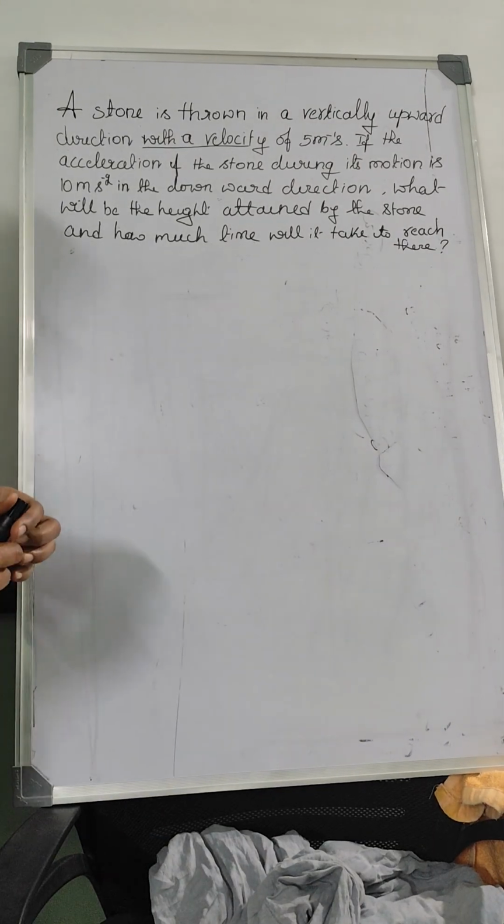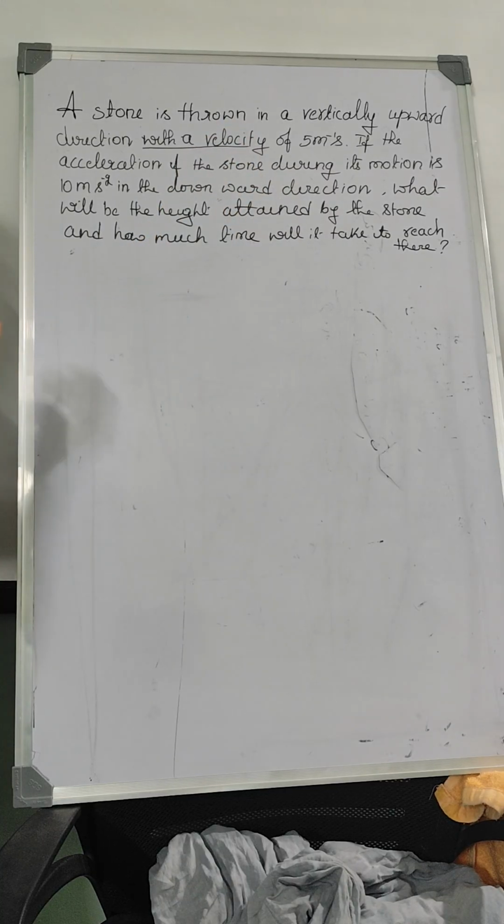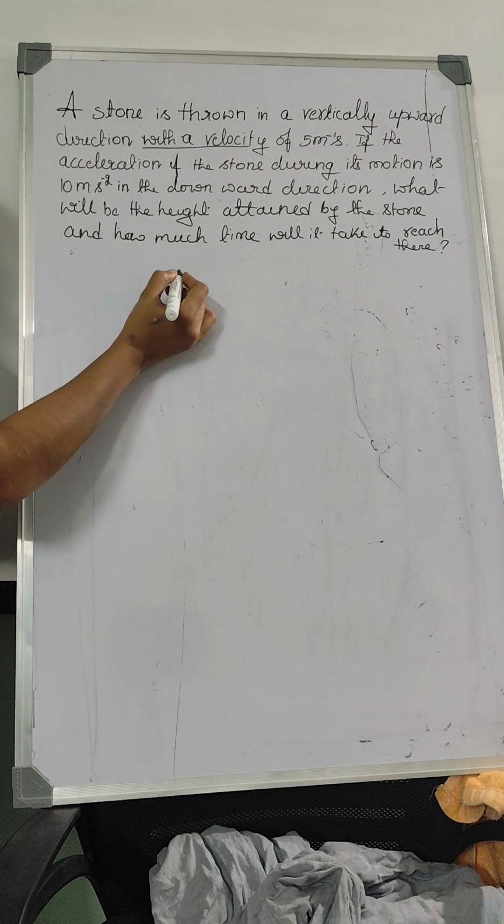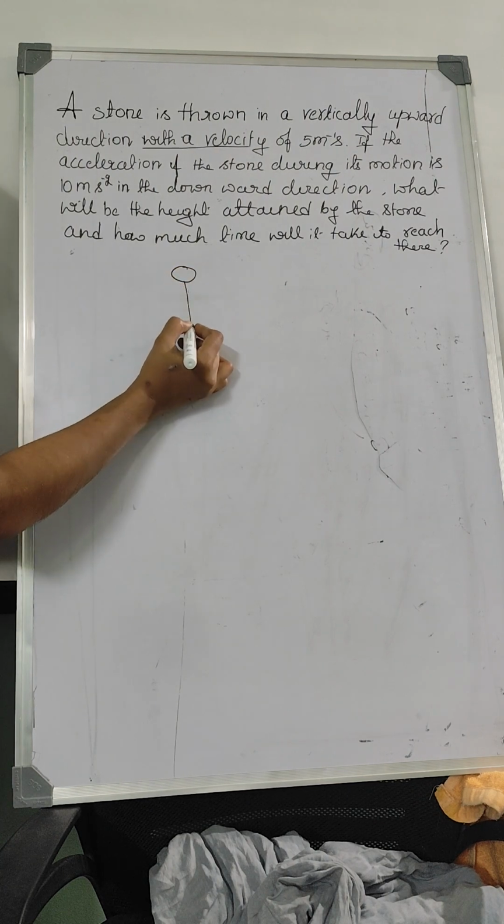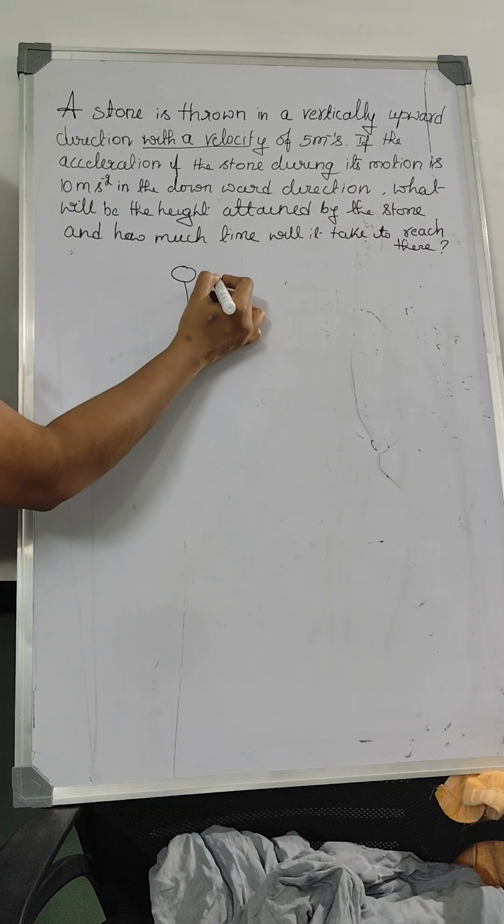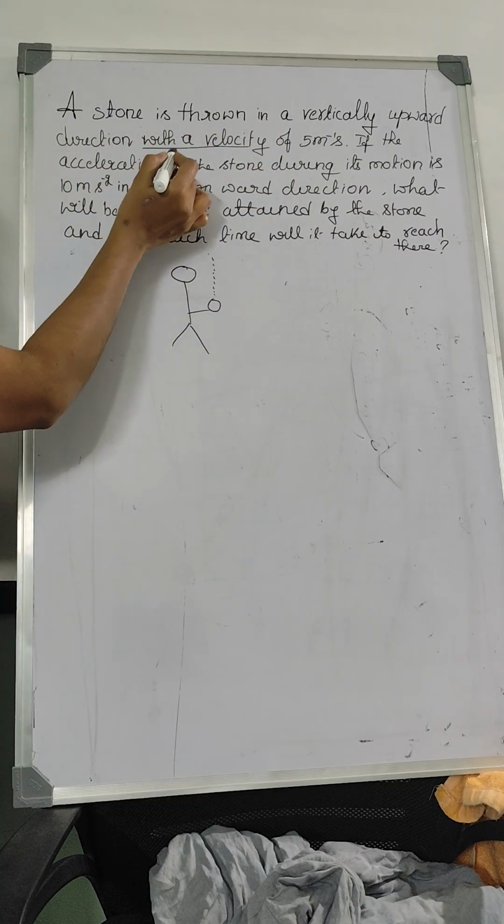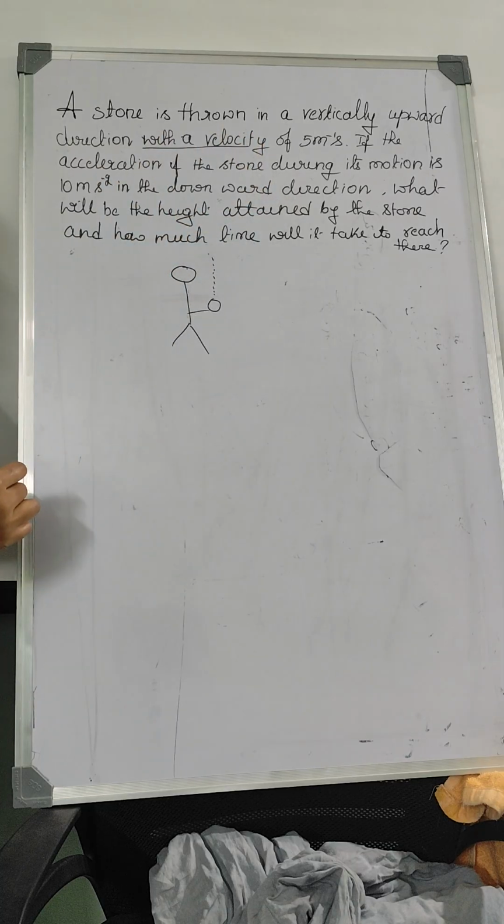See, a stone is thrown in a vertically upward direction. While solving any physics problem, we have to analyze the problem with the help of the diagram. So here, someone is throwing the stone in the upward direction, thrown in a vertically upward direction with a velocity of 5 meter per second.